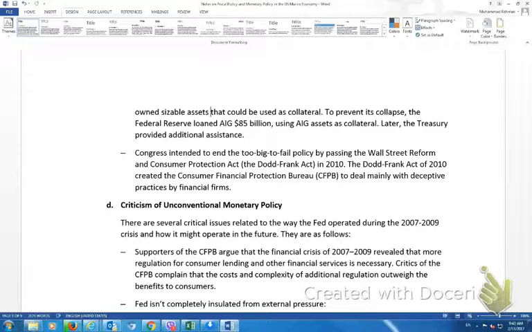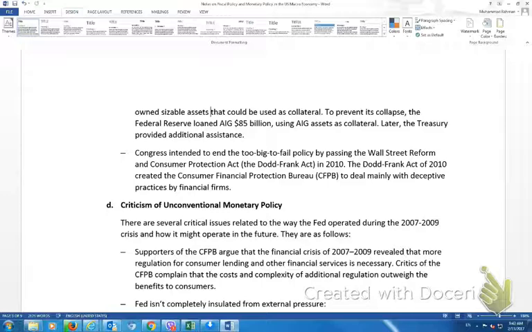unchecked. So in order to maintain some kind of oversight of the financial activities, the government in 2010 passed the Reform and Consumer Protection Act. It is popularly known as the Dodd-Frank Act. The Dodd-Frank Act of 2010 created the Consumer Financial Protection Bureau, CFPB, to deal mainly with deceptive practices by financial firms.